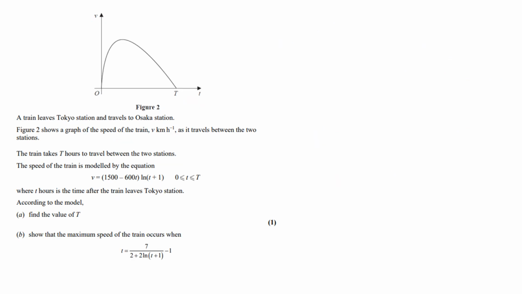In part B, we're being asked to show that the maximum speed of the train occurs when t is equal to this. So to find a max, we need to differentiate. So dv by dt. We can see we've got a product, so we're going to be using the product rule. So that is first differential of second, which differentiates to 1 over t plus 1, plus second, the ln of t plus 1, differential of first, which is minus 600.